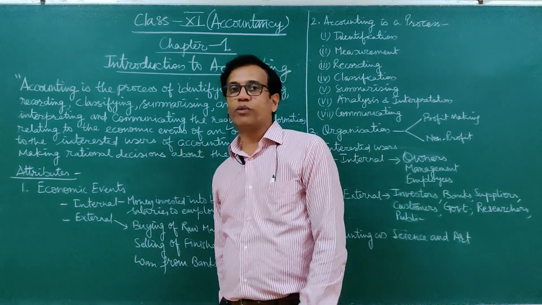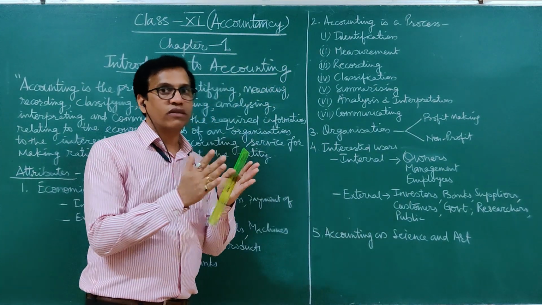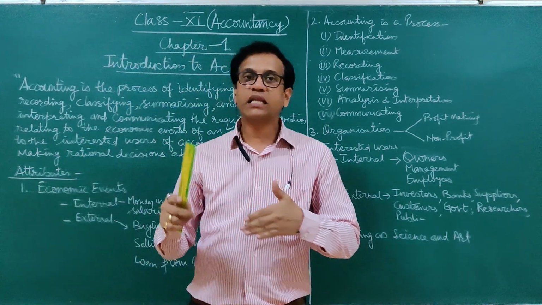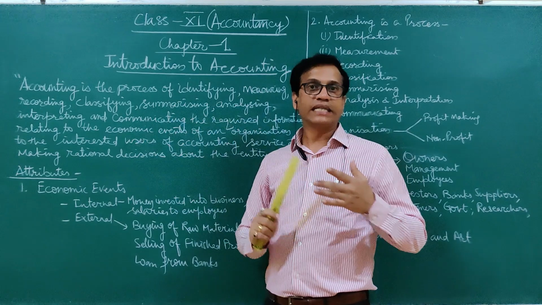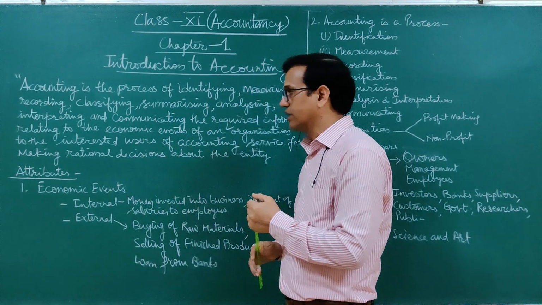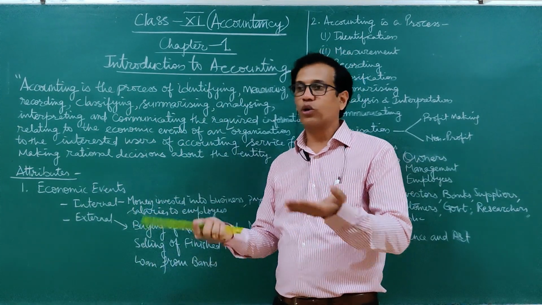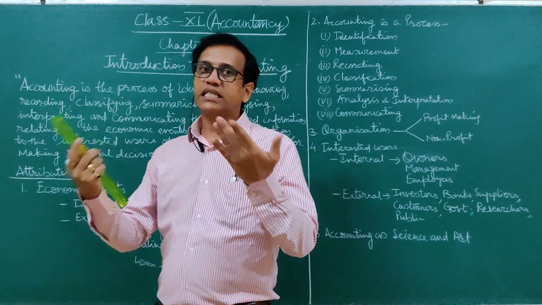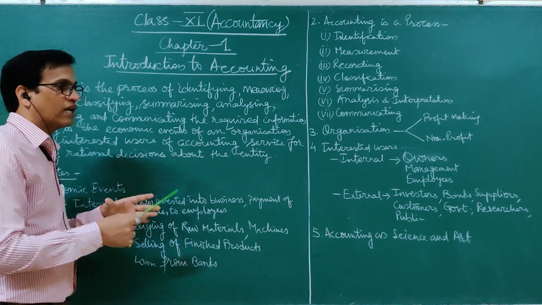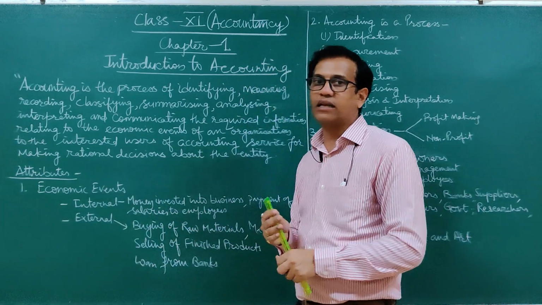Then external economic events, when the two parties involved are not from within the organization only. One is the organization itself and the other party is an outsider who is not directly associated with our business, who is not working with us inside the business. He is helping us from outside, either in the form of a customer or as a supplier or as a money lender, in whatever form that party can be. If we are making an economic event with them, then it is an external economic event.